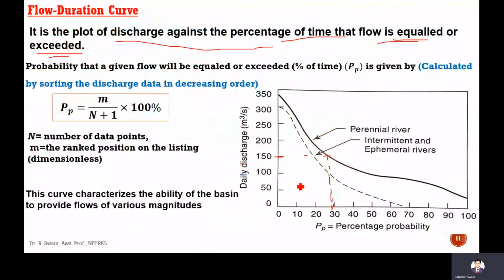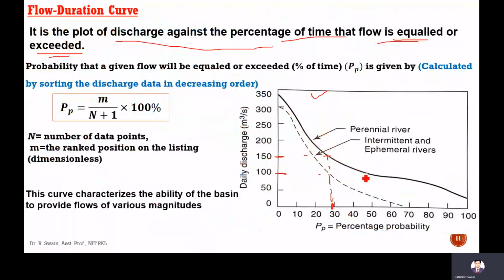So this flow duration curve is developed for a particular station and for a particular duration. It may be for a year, or it may be for a month, depending on the data for which it is plotted. So here, for 150 meter cube per second it is 28%. That means 28% of the time the flow is 150 or more than 150 meter cube per second at that particular station.